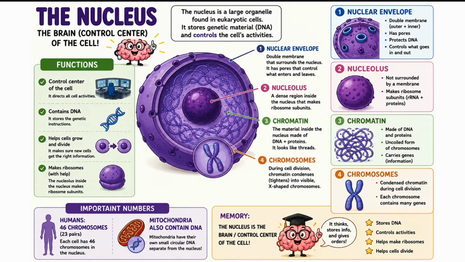Nucleus. The nucleus is often called the brain of the cell because it controls cell activities. It contains DNA organized into chromosomes. An important thing to remember is that in humans, most body cells contain 46 chromosomes, arranged in 23 pairs.